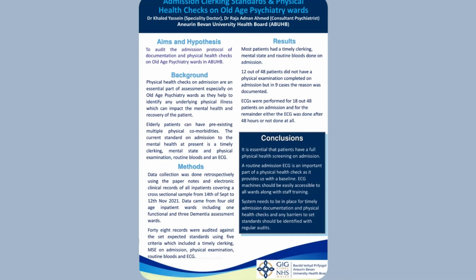It was finally done as a poster, so you can see the same audit aims and hypothesis is written there. The background is written there. How we were gathering information is written there as well. How many cases we found. So 48 records were audited and that's checked against the set standards. And then we found some cases where we were not meeting the set standards, and then we made some recommendations as well.